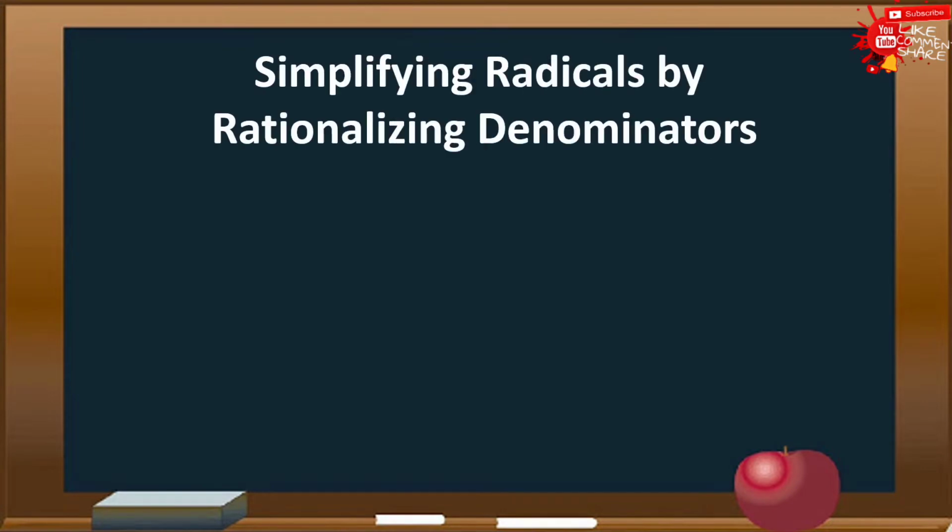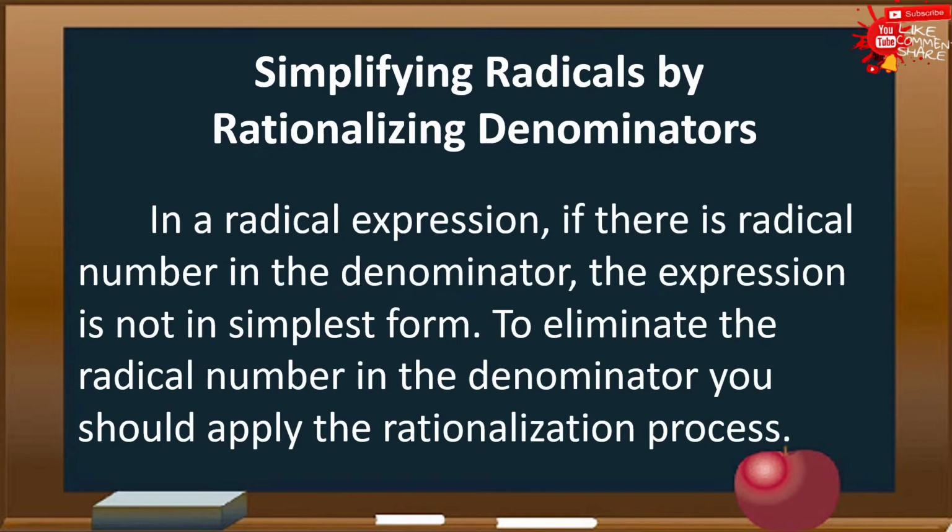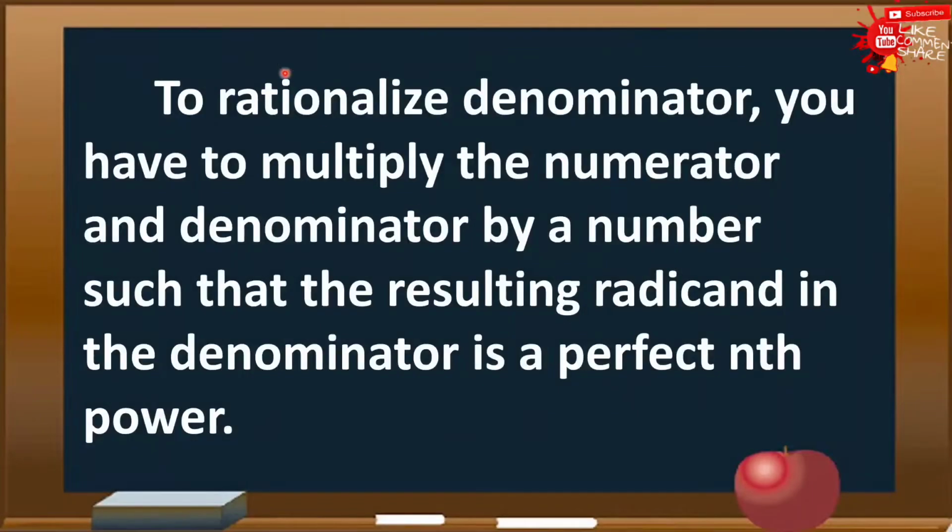Simplifying radical by rationalizing the denominator. In a radical expression, if there is a radical number in the denominator, the expression is not in simplest form. To eliminate the radical number in the denominator, you should apply the rationalization process. To rationalize the denominator, you have to multiply the numerator and denominator by a number such that the resulting radicand in the denominator is a perfect nth power.